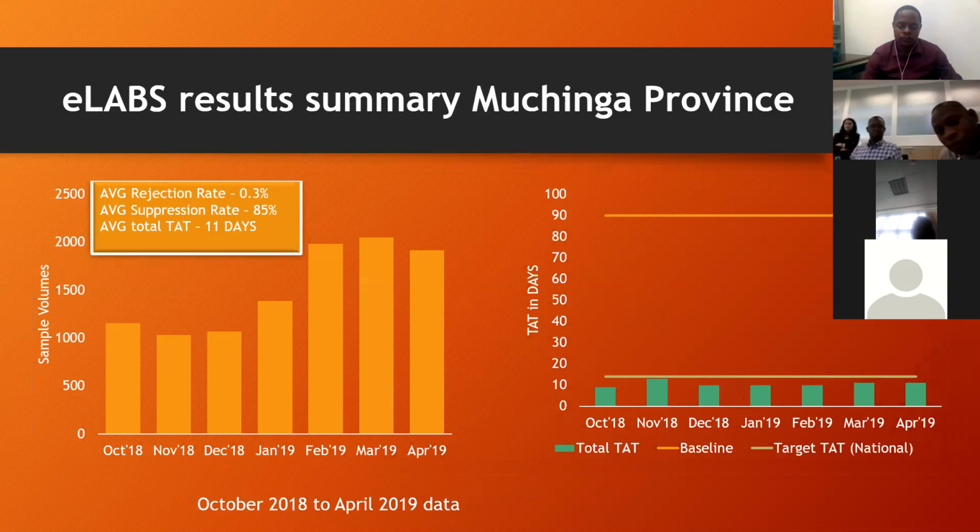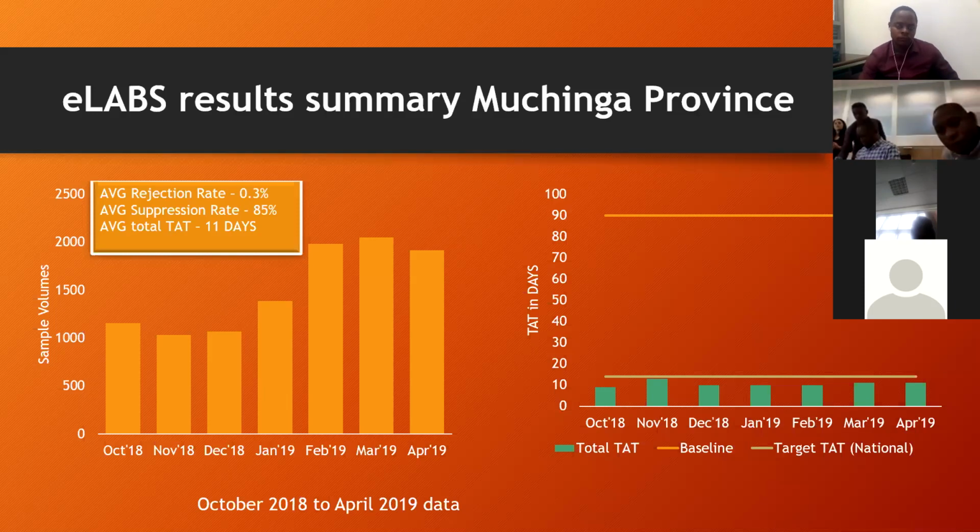So this slide speaks to our eLABS dashboard, what we are able to see from our eLABS dashboard. On the left, we have the sample volumes that are being processed at our PCR lab in Muchinga province. You can see the volume of samples that the lab is able to process every month, and we are able to see that the rejection rate from this lab is 0.3. The average separation rate is 85%, as well as the average turnaround time is at 11 days. This is all gotten from the eLABS dashboard that we constantly monitor.